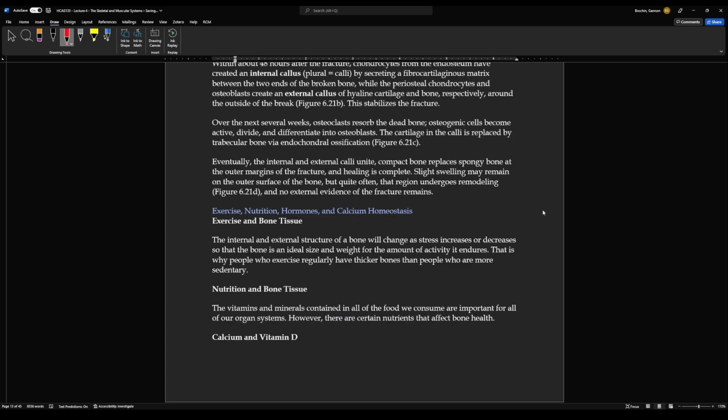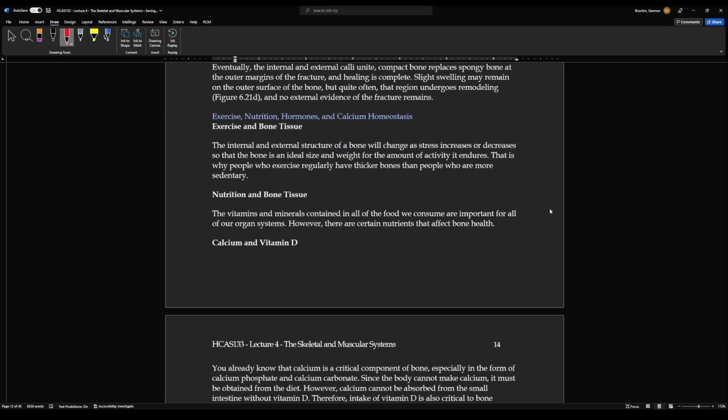So talking about exercise, nutrition, hormones, and calcium. So exercise, as we talked before, Wolff's Law, when you put stress on a bone, the bone will get larger. Okay, and this is, again, just needing to be able to support itself better, which is incredibly important to ensure that when the bone is experiencing constant stress, it doesn't fracture from insufficiency.